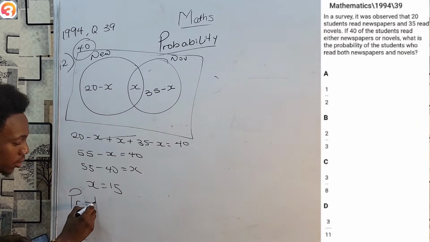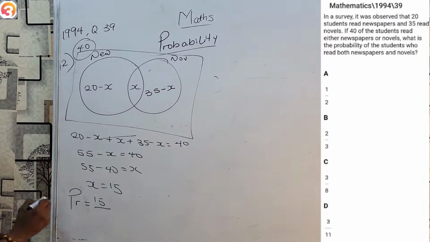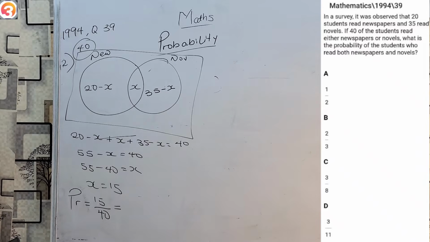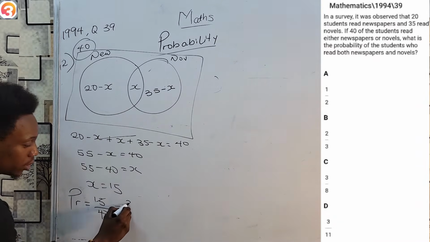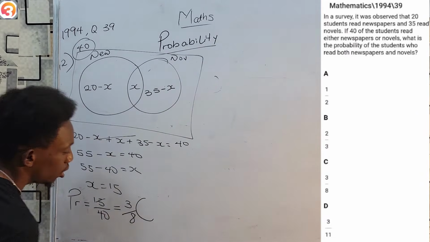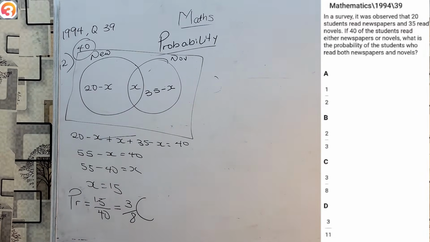How many read both? 15. How many students do we have total? 40. Well, remember, we have to reduce. 5 into 15 is 3. 5 into 40 is 8. Giving me 3 over 8, which is option C.